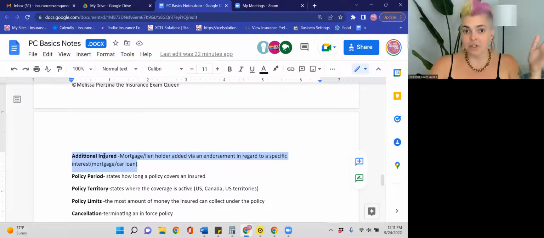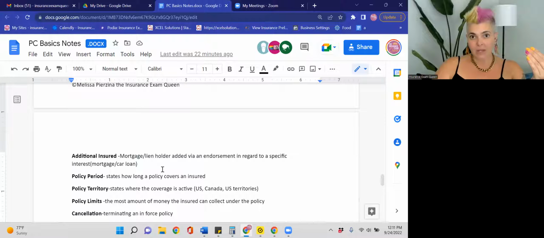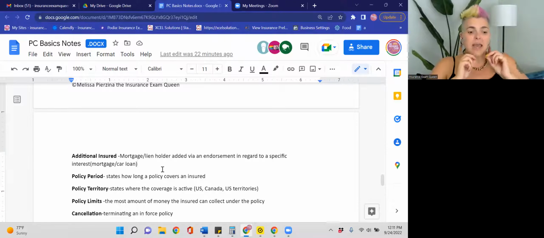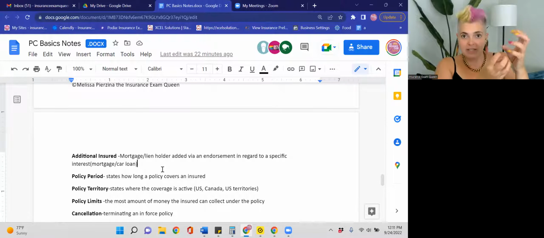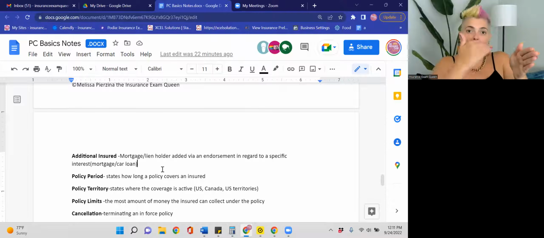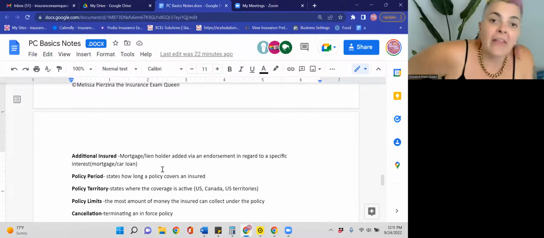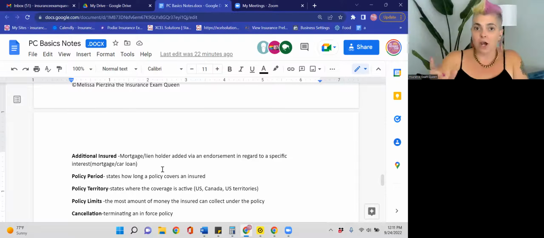So anyway, back to an additional insured. They are added via endorsement. That means they added to the policy that this mortgage company is also covered by your insurance because they have a specific interest. Remember, interest means you own it: blood, business, or money. A mortgage company owns the house, and as you make payments, that ownership is shifting. But while they still have any stake of ownership in it, they want to be covered by your policy as well. So they get added to the policy in regard to a specific interest, and that specific interest is however much money they are owed.